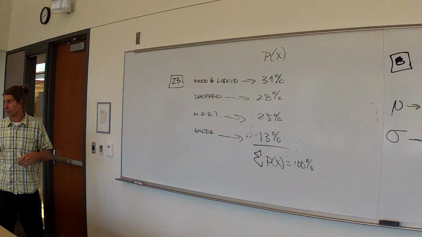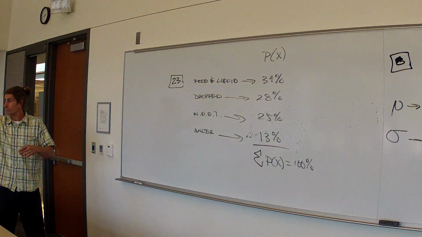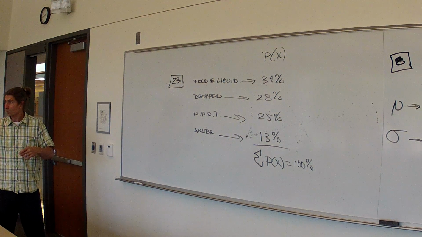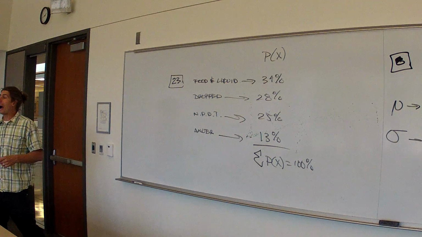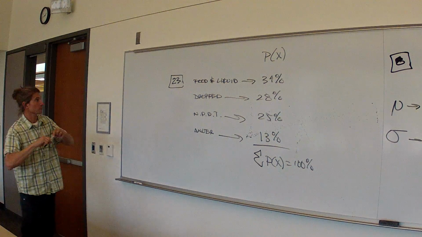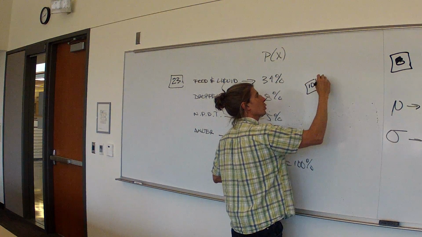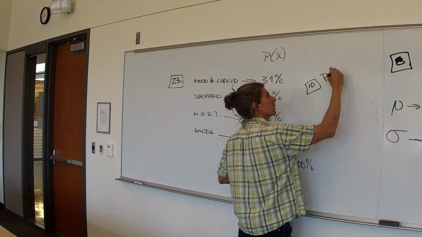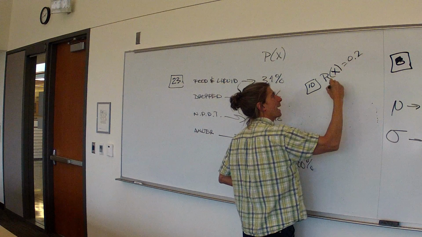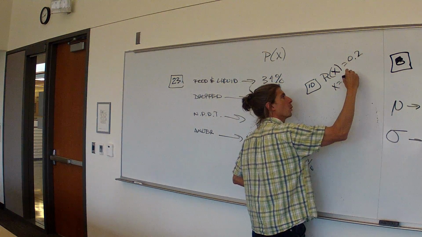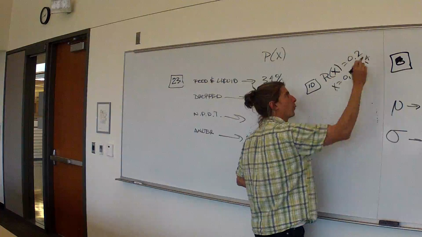Number 10 says test the following function to determine whether it's a probability function. Well, check it out. What's the function? R of x equals 0.2 for x equals 0, 1, 2, 3, 4. Check this out.